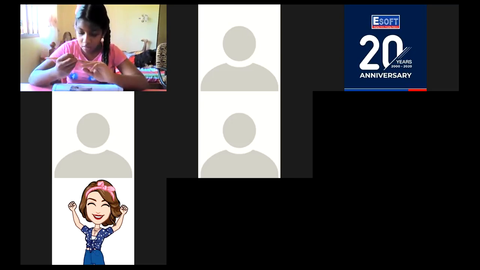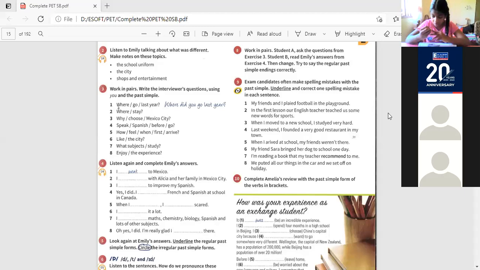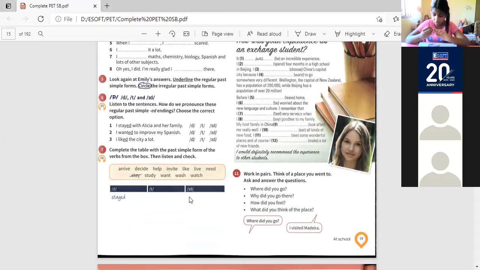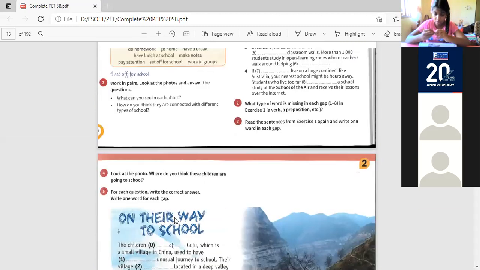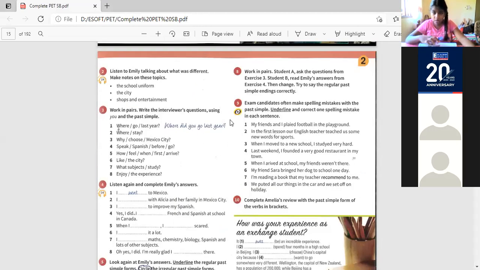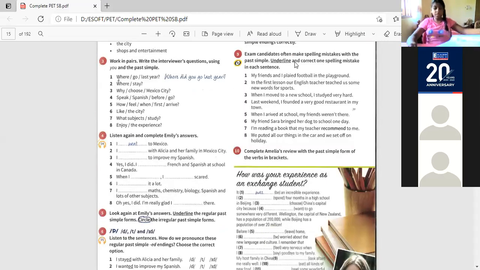Okay, mark your homework. Come to ninth one, here. Exam candidates often make spelling mistakes with the past simple. Underline and correct one spelling mistake in each sentence. So there is one spelling mistake in each sentence. You need to find it out, underline it, and correct it. Okay?